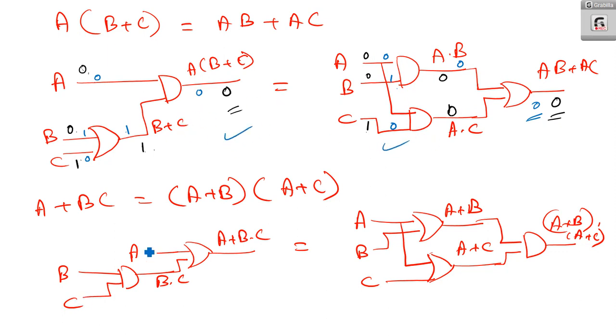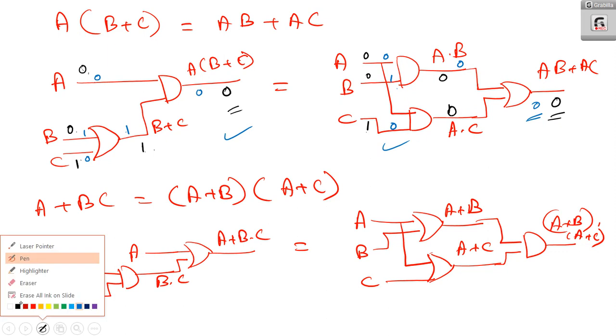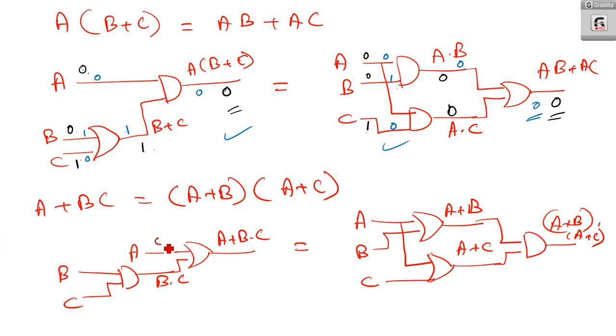I will show one more example here also. For example, A, B, C is 0, 1, 1. What is B and C? 1 and 1, that is 1. What is 0 or 1? 0 or 1 is 1. So here also I can give 0, 1 and 1 as input. What is A or B? That is 0 or 1, you will get 1. Then here what do you get? A or C, that is 0 or 1. You will get 1.